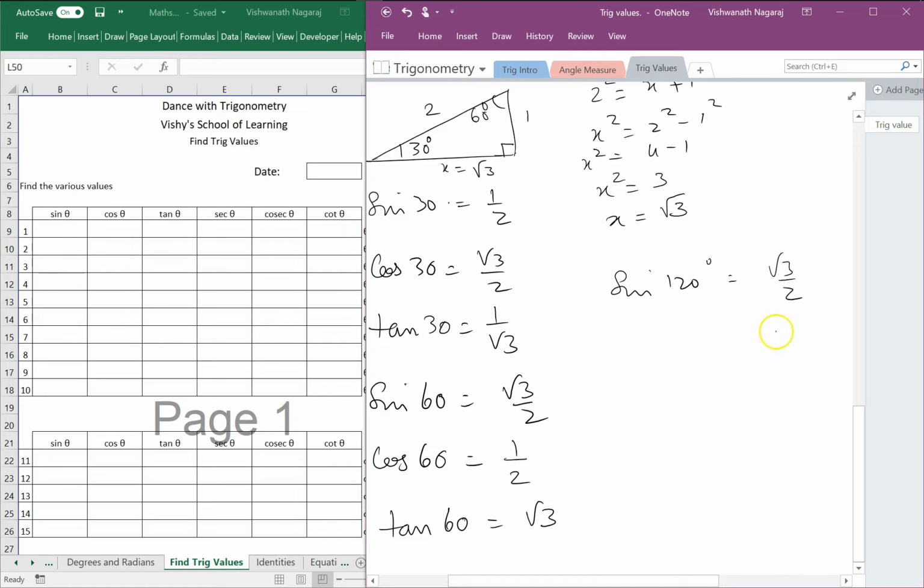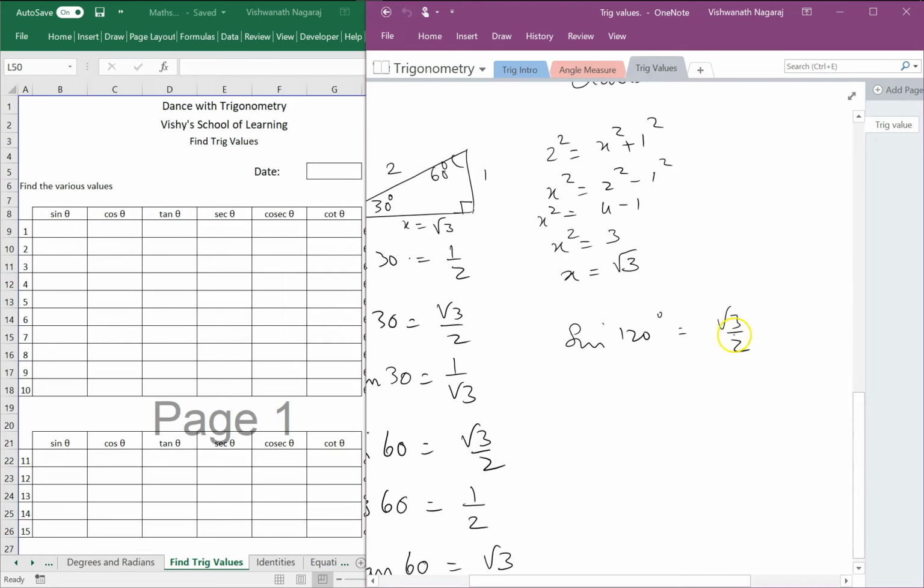Yes, the only thing will be the sign. Sine is opposite by hypotenuse, opposite side is y, and y is positive. Cos 120 degree is x, right? Remember the coordinates, we write it as cos theta comma sin theta. So this is x comma y. You just have to figure out when the x value and y value will be negative. In case of cos 120 degree, x is cos, x goes into negative.